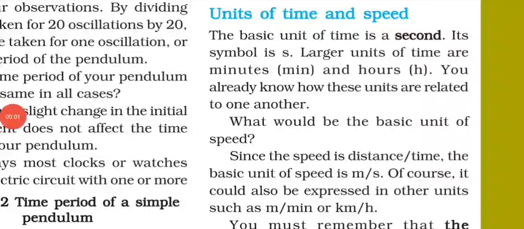Hello everyone, in this video we will learn about unit of time and speed. The basic unit of time is second and its symbol is s. That means whenever we have to represent the second in the form of symbol, then we have to write small s. The larger units of time are minutes, which we represent with the symbol min, and hours, which we represent as small h.